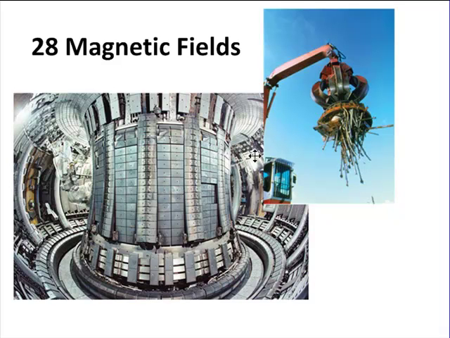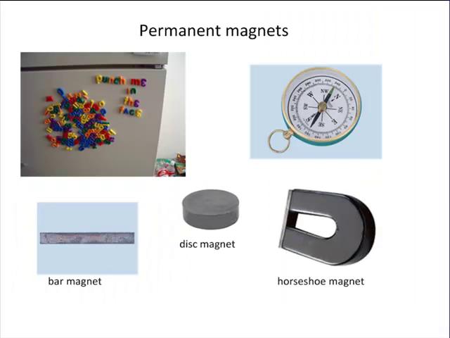This chapter will focus on the behavior of charges in magnetic fields and what magnetic fields do. The next chapter will focus on what sorts of things create magnetic fields, how we make them. So first, let's just look at a brief review of magnets.